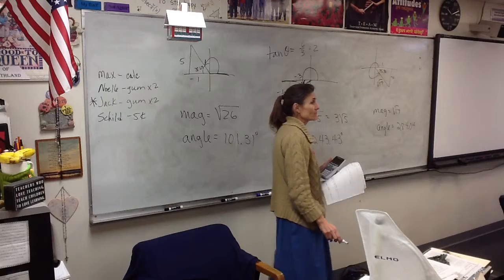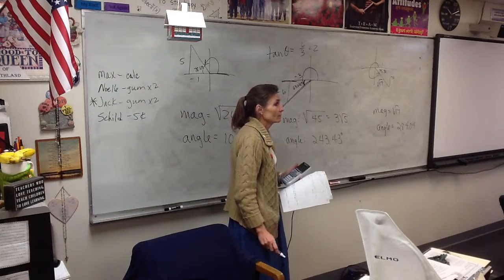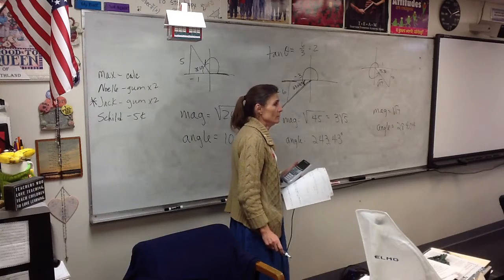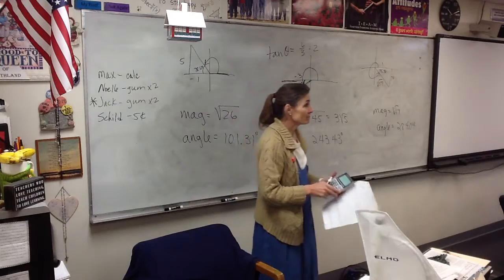How did he get 284? Jack? Second tangent 4, 75, subtract that. Bingo, from 360.